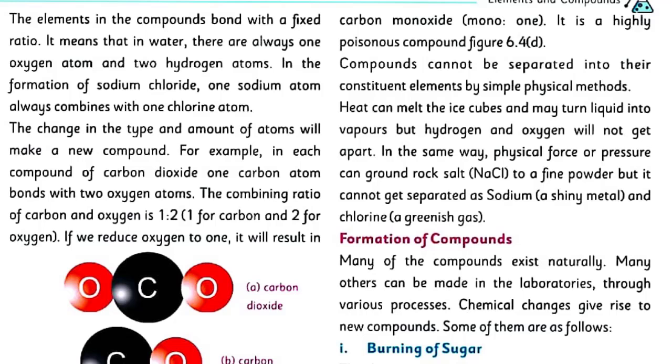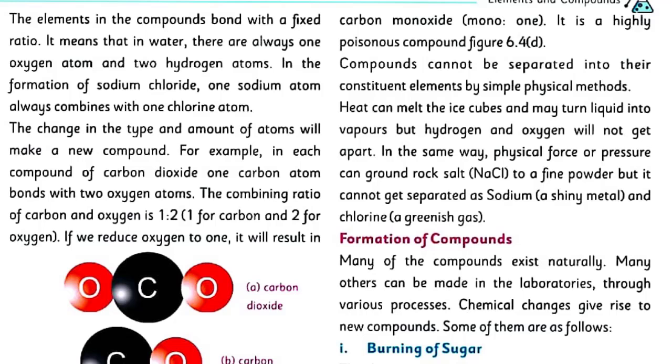The elements in the compounds bond with a fixed ratio. It means that in water, there are always one oxygen atom and two hydrogen atoms. In the formation of sodium chloride, one sodium atom always combines with one chlorine atom. The change in the type and amount of atoms will make a new compound.